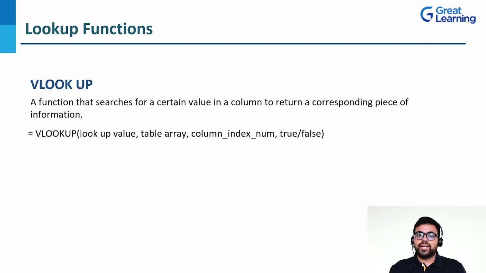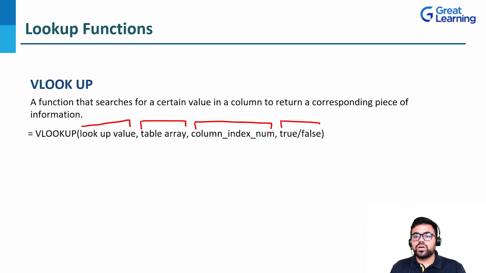First, we look at the syntax of this. So the syntax would be equals VLOOKUP, open parenthesis. Now VLOOKUP functions have four different parameters. The first one is lookup value, second is table array, third is column index number, and the fourth is true and false. We'll know what that is one by one. So the first one is a lookup value. So lookup value would be the thing that we already know. So in our case, it would be employee ID.